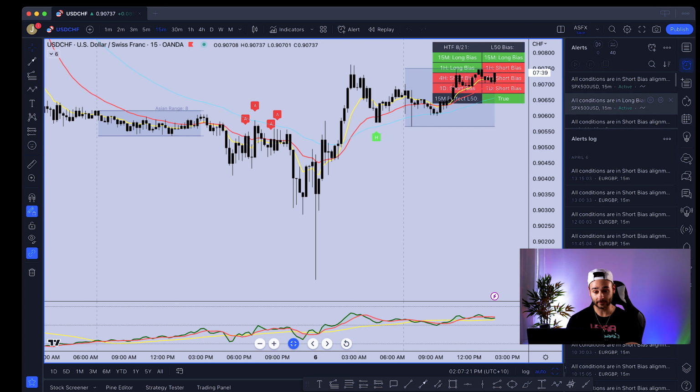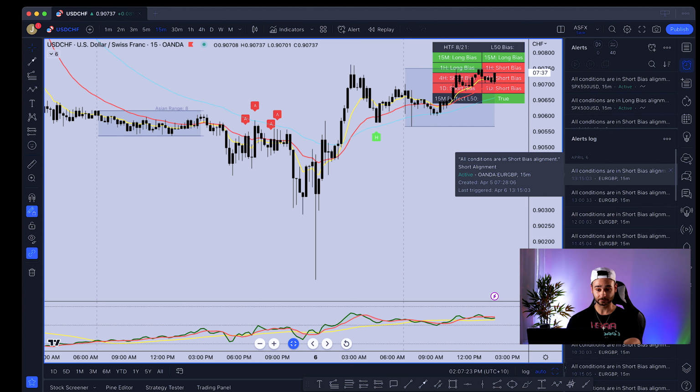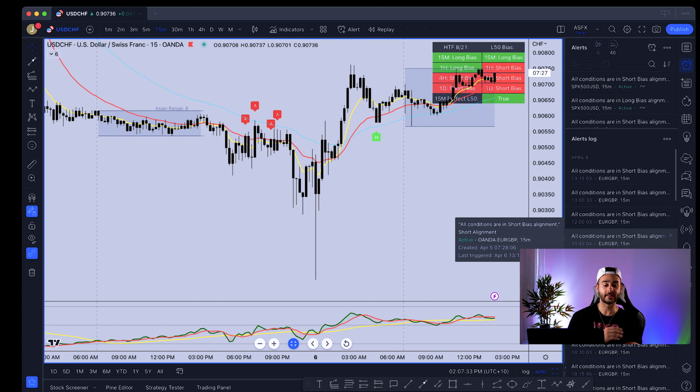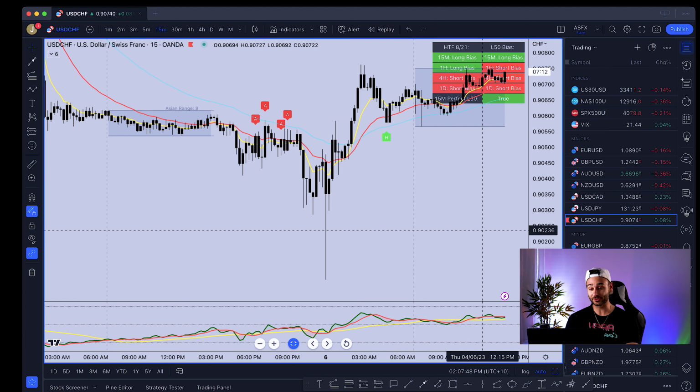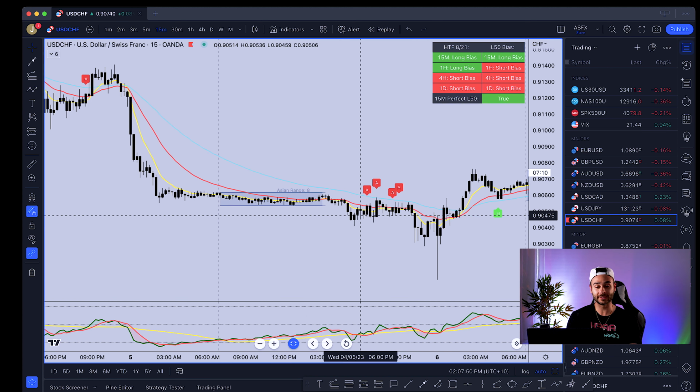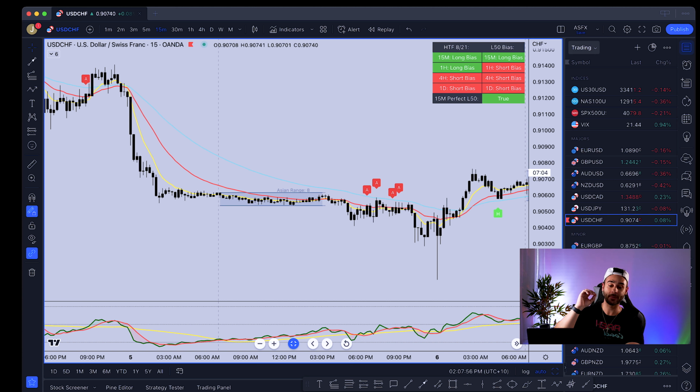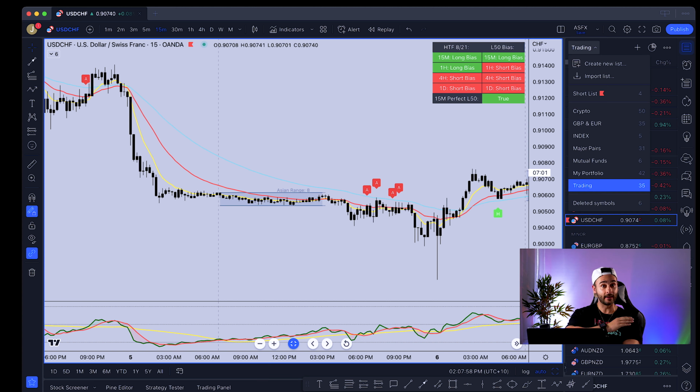What that looks like on the alert log, it will come up and alert you on your phone, on the app, on your computer, whatever you want it to do. All conditions are in short bias alignment or long bias alignment, depending on which directional bias is in alignment. I want to go over this trade recap from building this watch list. I marked out last night we had USDCHF, Euro Aussie, GBP Aussie, and CHF JPY in full alignment across the board.